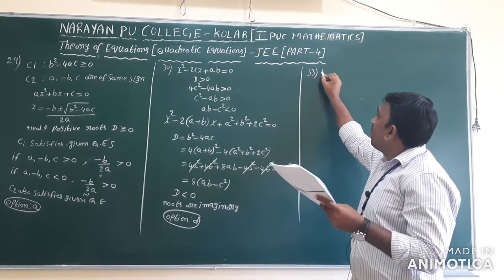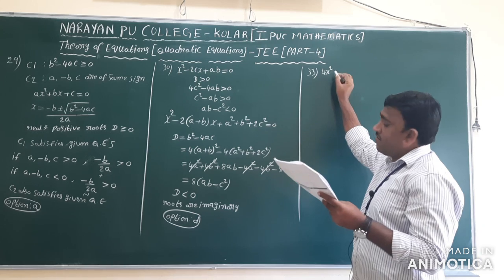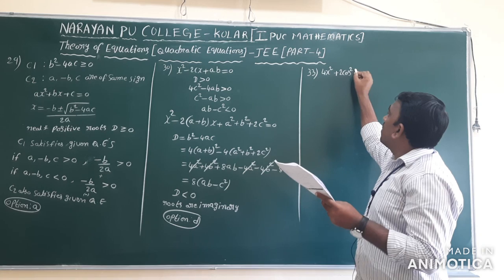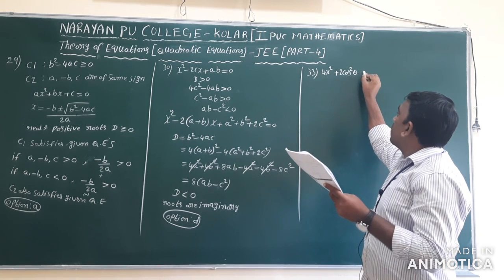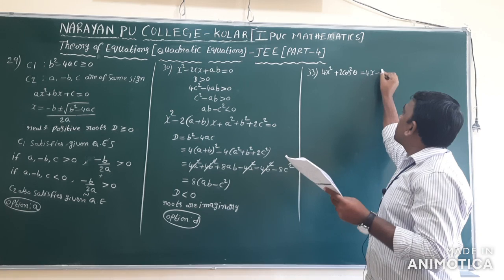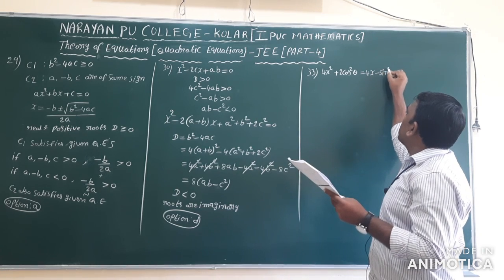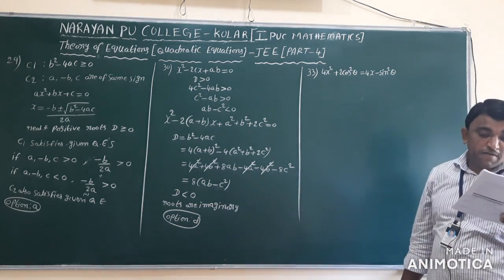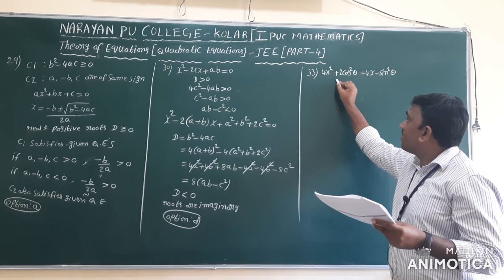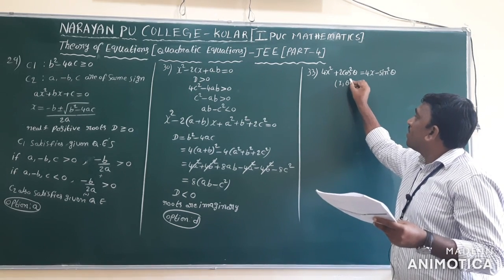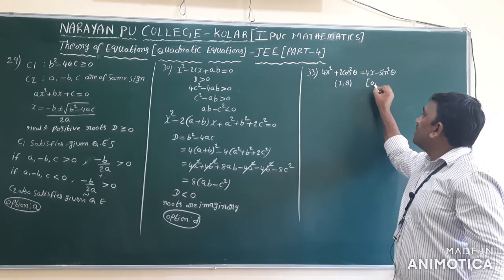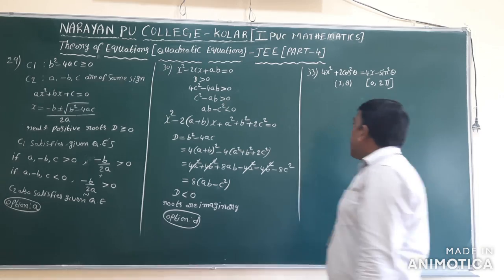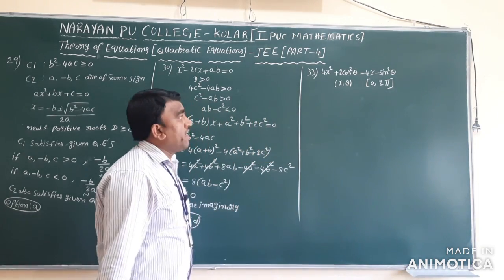If 4x square plus 2 cos square theta is equal to 4x minus sin square theta, then the maximum number of ordered pairs x comma theta in the interval 0 to 2 pi. So in the interval 0 to 2 pi, we need to calculate the maximum number of ordered pairs.